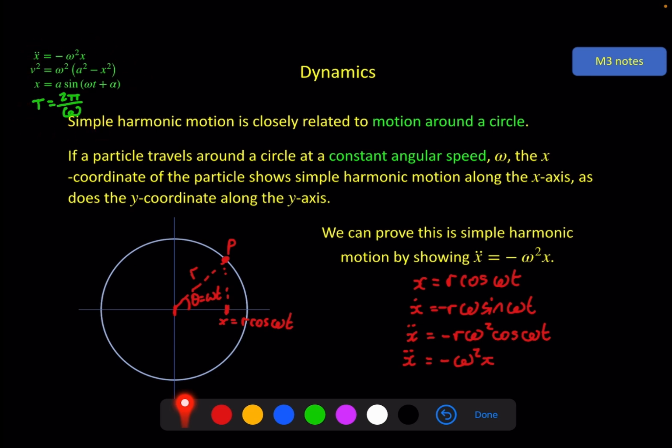In terms of proving simple harmonic motion, this top one is your key thing. The rest is nice to know, helpful to understand, but not as useful in terms of actually solving problems in the exam. So let's have a look at a few examples.